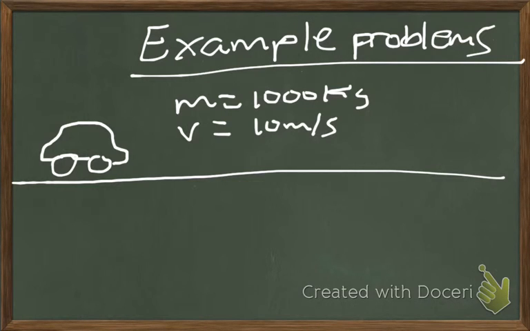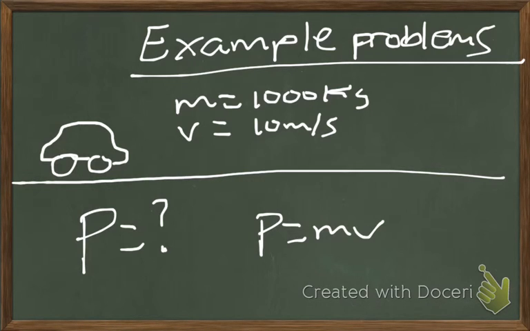We've got a car moving at some constant velocity, and those are the mass and velocity. What's the momentum? Well, all you have to do is multiply them together. So 10,000 times 10 will give you 100,000.